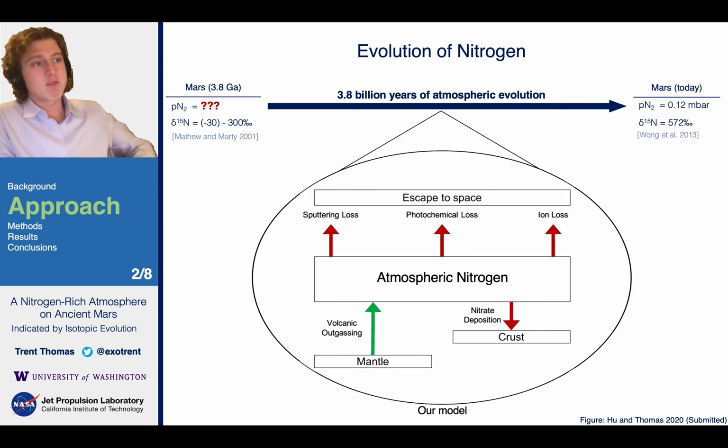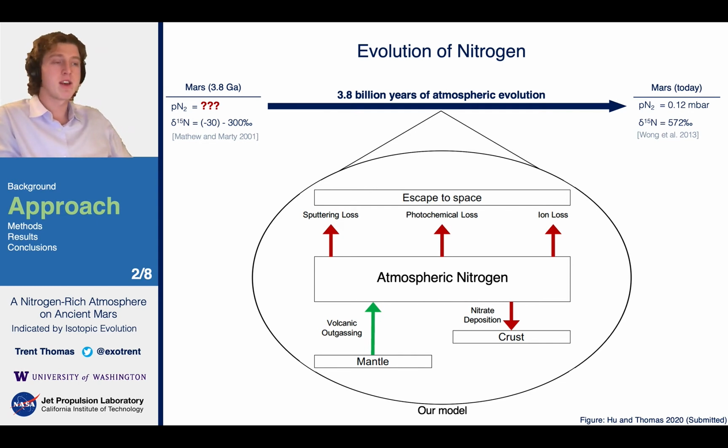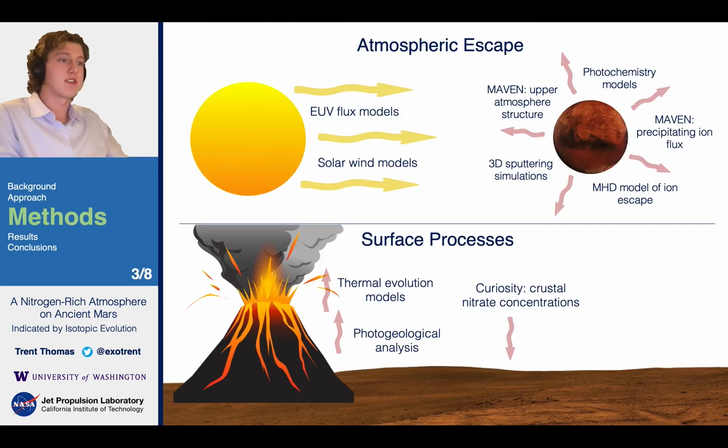In this study, we modeled the sources and sinks of atmospheric nitrogen over this evolution, represented by the red and green arrows in this figure. Each source or sink has a unique impact on PN2 and delta N, which allows us to use those measurements as constraints on the evolution. Let's take a closer look at these sources and sinks.